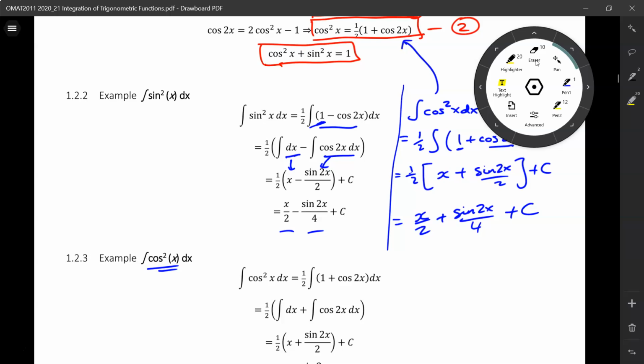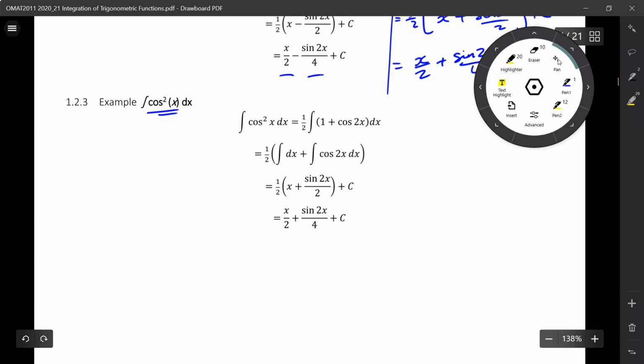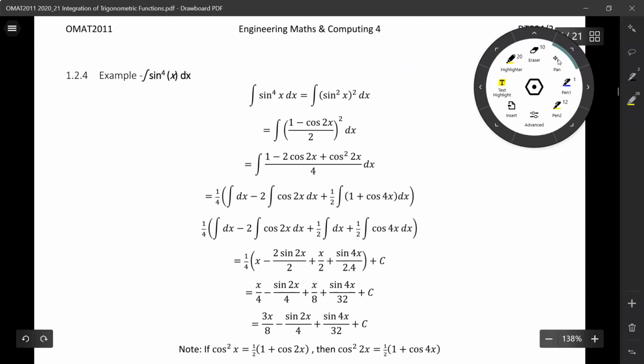Okay. So everyone happy enough for that? Okay. So that's nice and easy. Now it gets a bit harder.